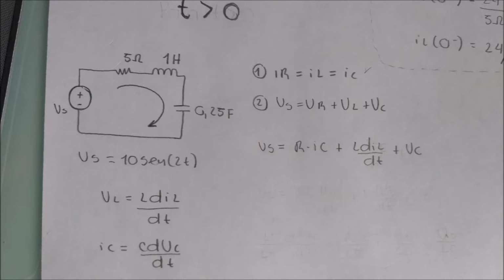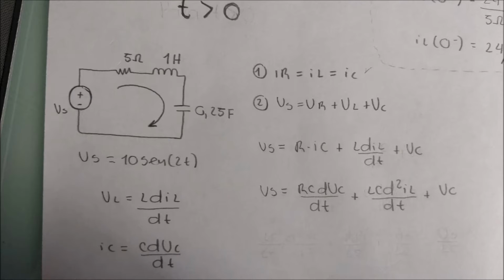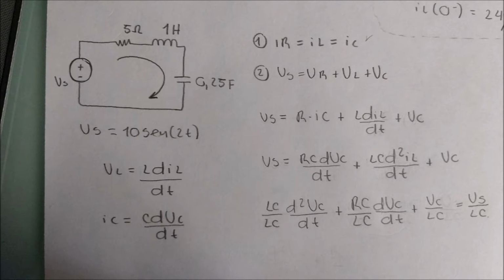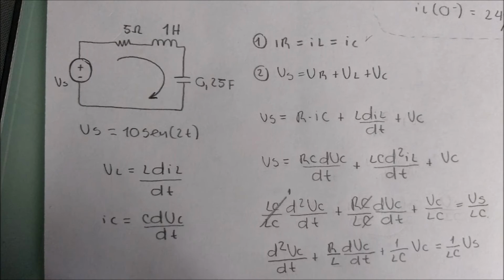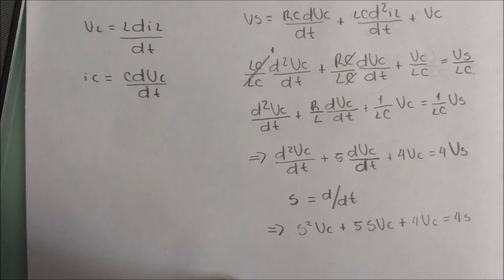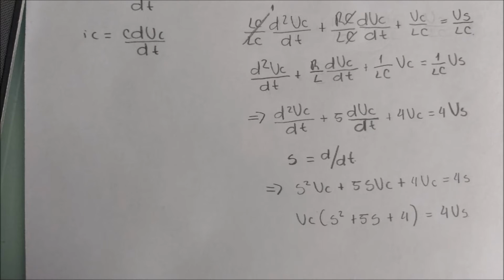Two equations for the circuit are present, and we propose the direct method to find the differential equation. We replace the voltage in the input and the current in the capacitor in terms of the capacitor voltage. We find the differential equation and replace the derivatives with s to get the characteristic quadratic equation.